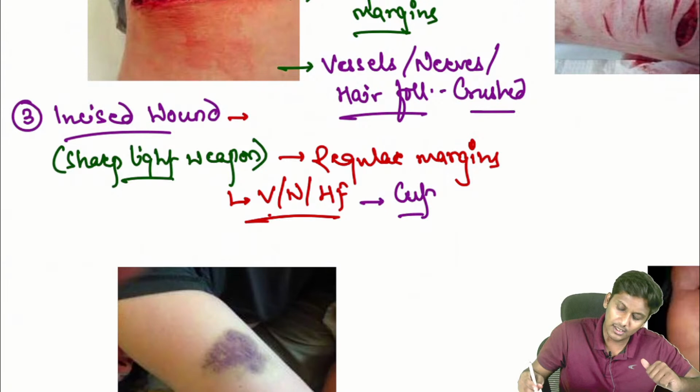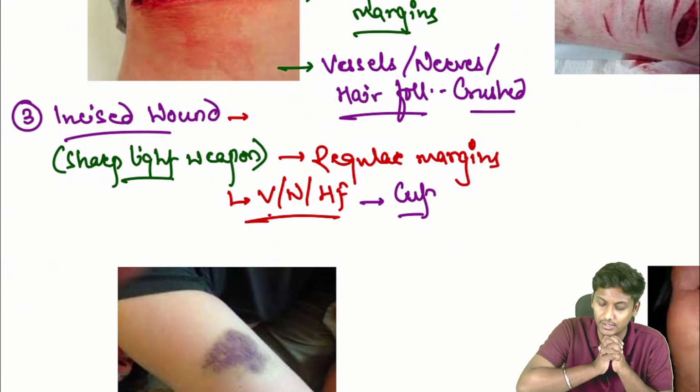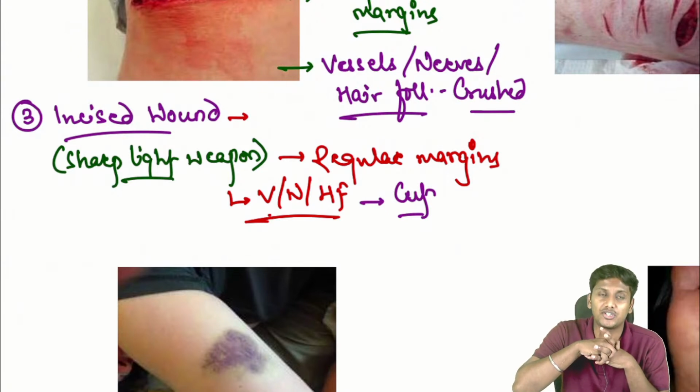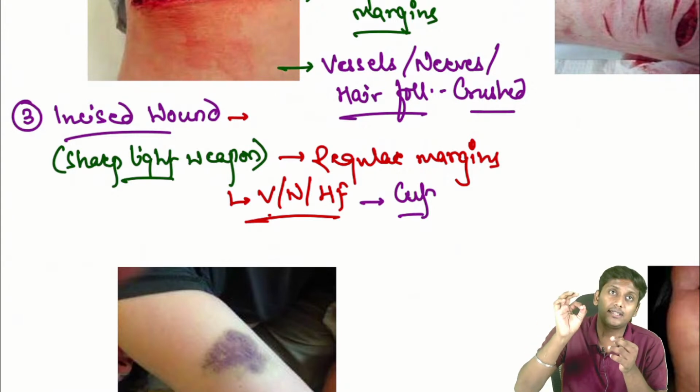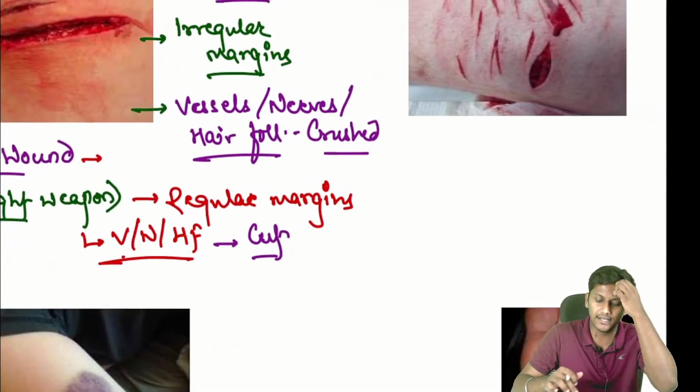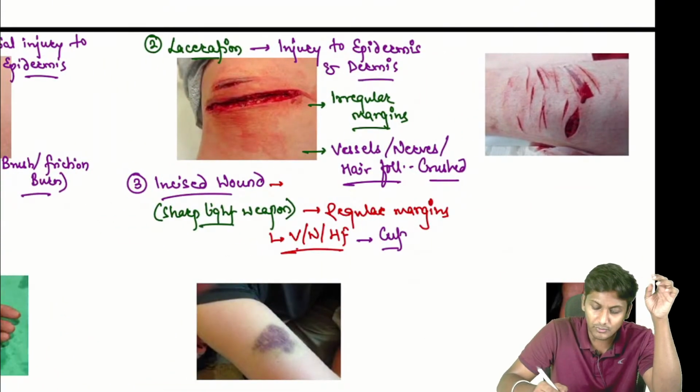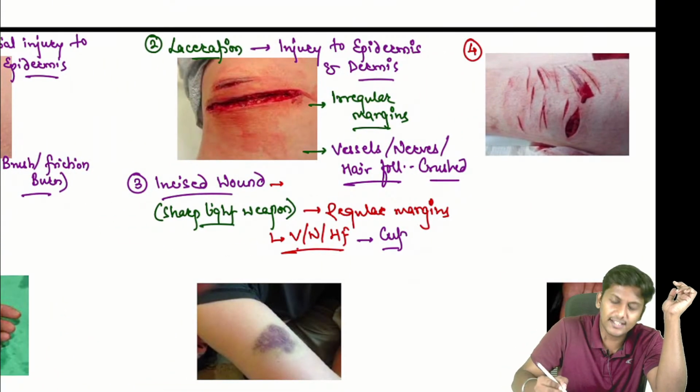Okay, यहाँ पे क्या हो रहा था? The vessels, the nerves, and the hair follicles which were there, they were definitely crushed. But here the vessels, the nerves, and the hair follicles which will be there will be cut with the help of the blade. Okay, so that is the basic idea. A type of an incised wound is this one.